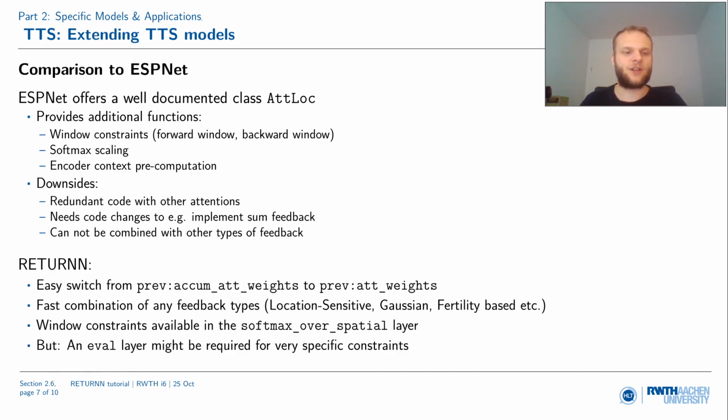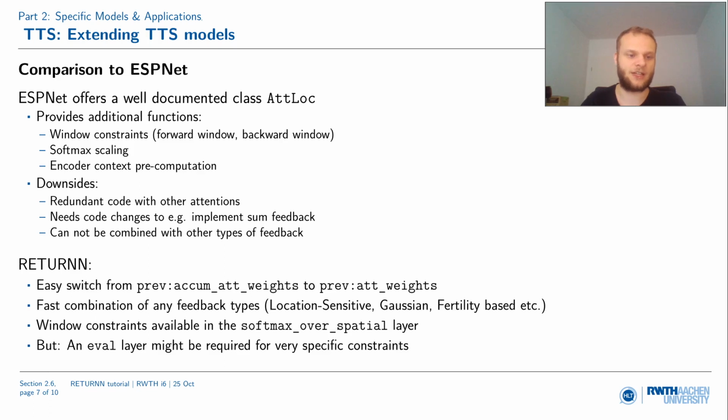So all of the attention mechanisms that are available in ESPnet are basically part of their own code block. So this means that there is a lot of redundant code with other attentions, as for each attention mechanism, again, we have the implementation for creating the decoder and encoder transformations and applying the softmax, for example. Also, here we would need some more complicated code changes, for example, to change between the sum feedback and only using the previous position.